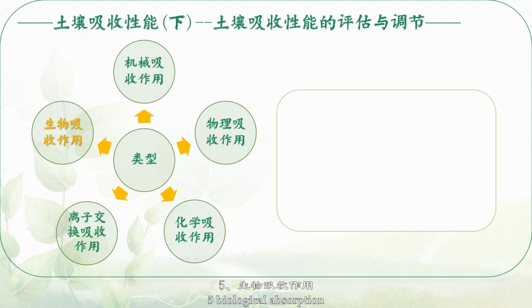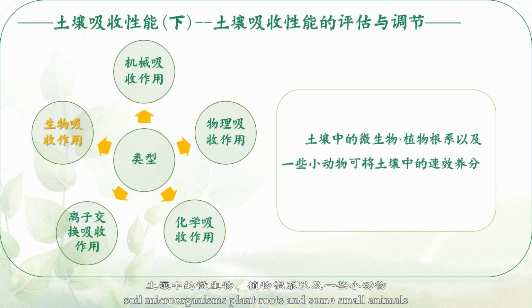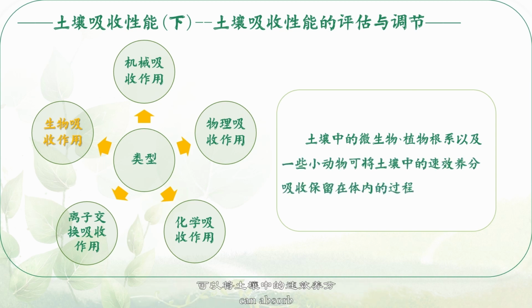5. Biological absorption. Soil microorganisms, plant roots, and some small animals can absorb and retain the available nutrients in the soil. This part of nutrients can be returned to the soil through biological residues to become slow-acting nutrients.